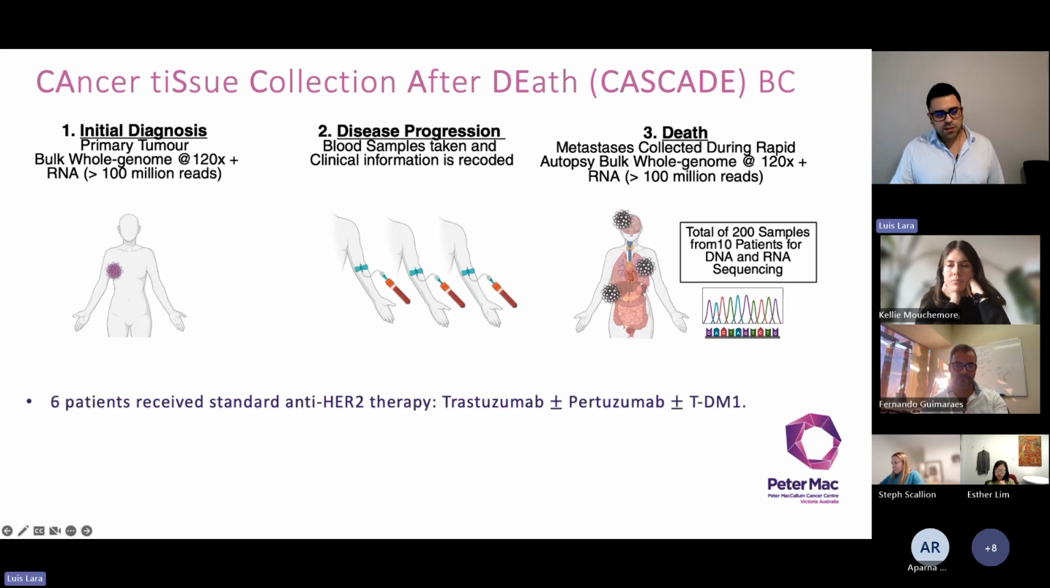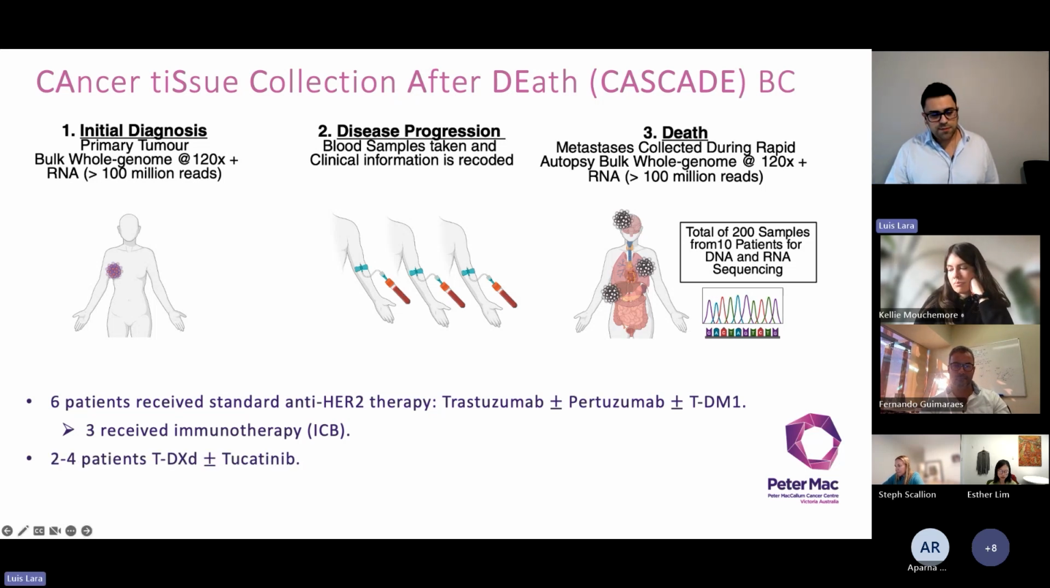We are first evaluating 6 patients that have received standard anti-HER2 therapy, trastuzumab, pertuzumab, T-DM1, or a combination of them depending on how the patient relapsed and the recurrence emerged. Interestingly, 3 of them received immune checkpoint blockade, so we can really see how immunotherapy changed the mutational landscape of these tumors. And as a second arm, we have patients that received new agents like T-DXd and tucatinib. So overall, this study is powered to reveal the resistance mechanisms of new therapies, from trastuzumab to new agents such as tucatinib and T-DXd.